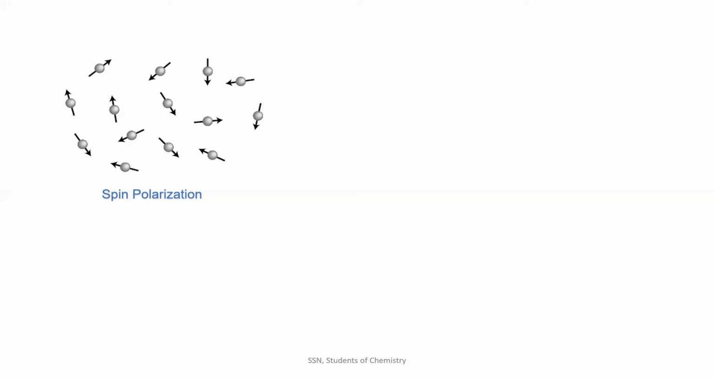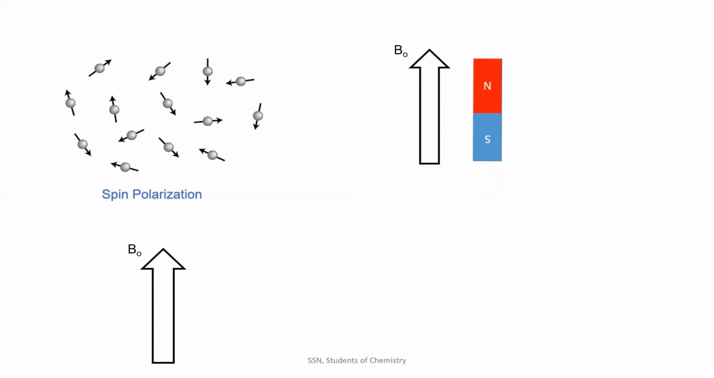What happens if I apply a field and keep a magnet in that field? The magnet will fluctuate and point its north pole along the applied magnetic field. Likewise, I'm going to apply a field and keep a nuclear spin instead of a magnet. What happens? The spin will actually precess. This movement is known as precession. This is known as spin precession.